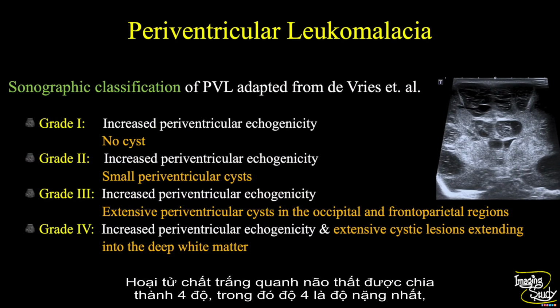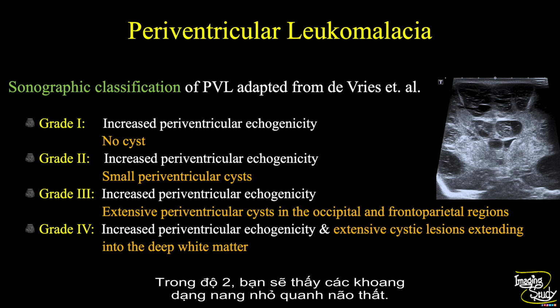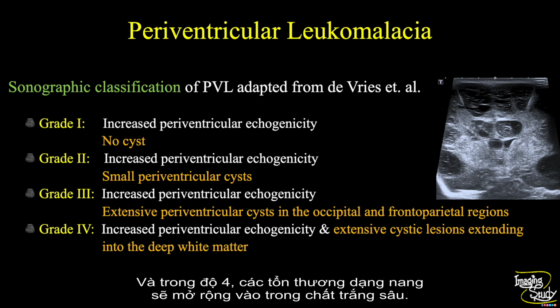So we have 4 different grades of periventricular leukomalacia. The last one should be the worst one. Each of them has the increased periventricular echogenicity. In grade 1, there is no cystic change. In grade 2, you will get small periventricular cystic spaces. In grade 3, there will be extensive periventricular cystic spaces in the occipital and frontoparietal regions. And in grade 4, the cystic lesions extend into the deep white matter.